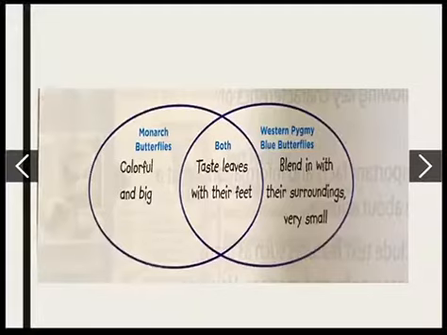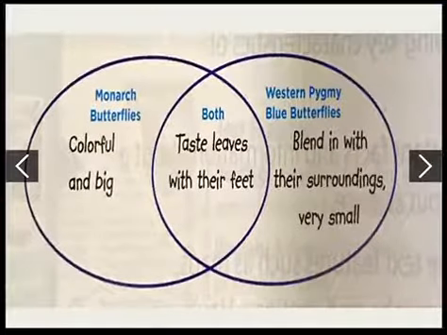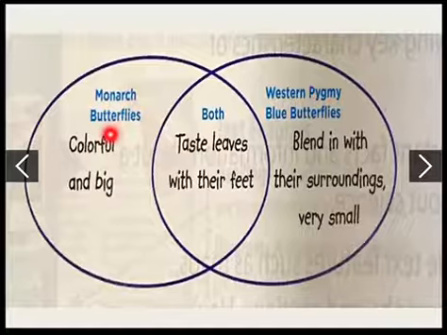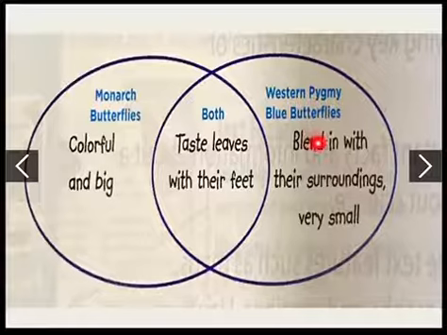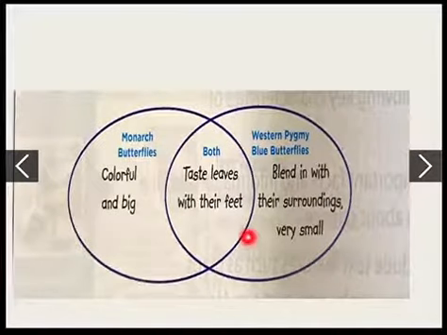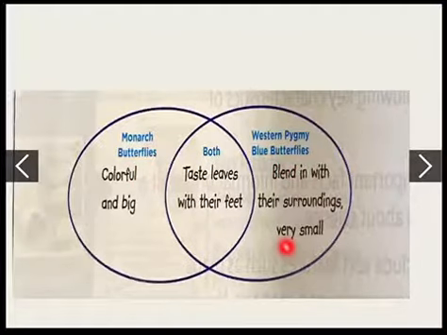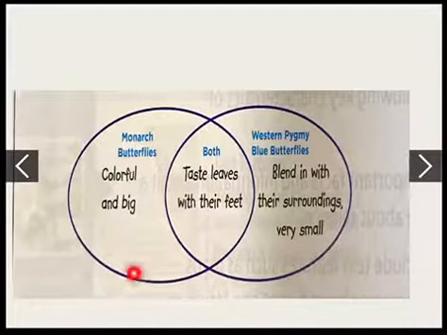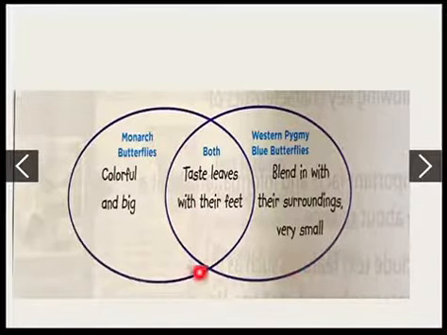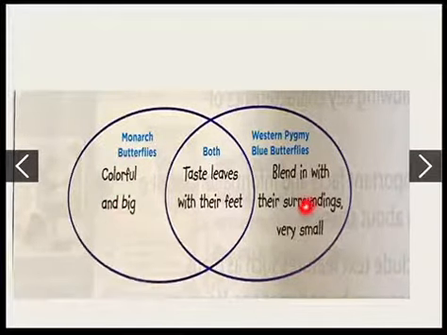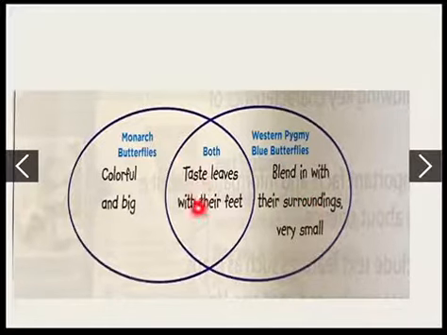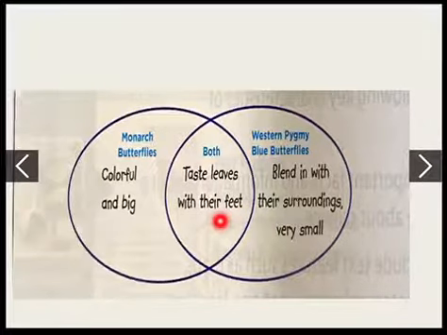Now, on page 282 in your books, you're supposed to compare and contrast between monarch butterflies and western pygmy blue butterflies. If you remember this diagram, this is a Venn diagram. We use a Venn diagram when we compare and contrast. There are 2 circles that are almost going in each other. On one side, I put one thing that I want to contrast, and on the other one, I put another thing. In the middle, where the circles meet, I put the same, or the things that are alike.